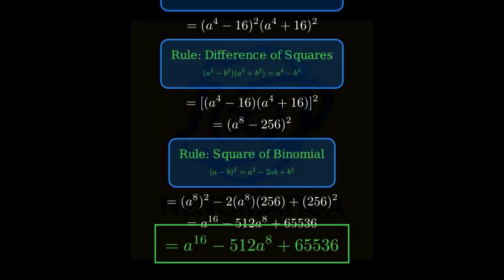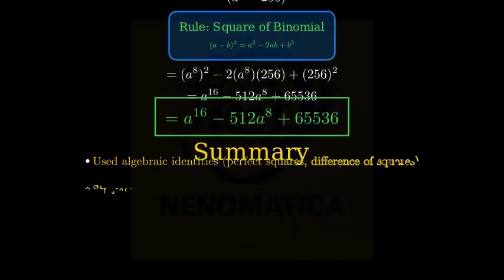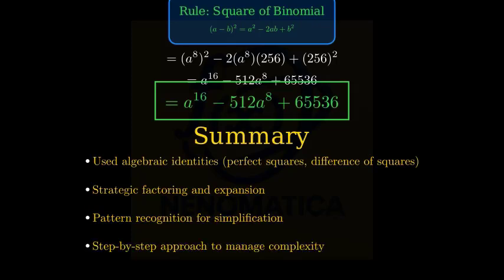Let's summarize what we learned in this algebraic simplification process. We used various algebraic identities like the perfect square formula and the difference of squares. We factored and expanded expressions strategically. We recognized patterns that allowed us to simplify complex terms. We proceeded step by step, making the problem more manageable.